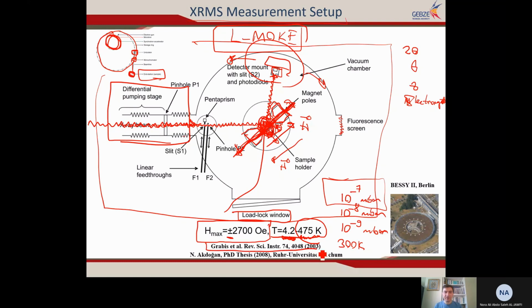He was a PhD student of my professor. Very nice machine and also open for many users, many external users from the world. And during my PhD thesis, I also worked with this chamber a lot.